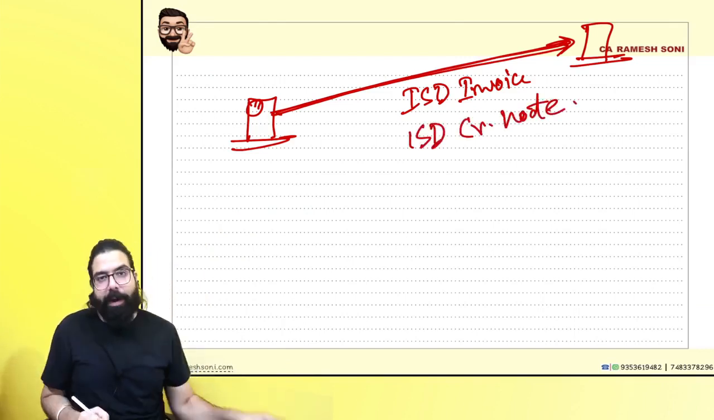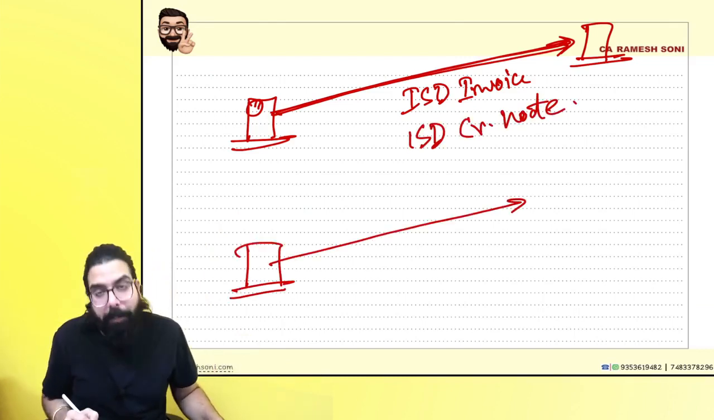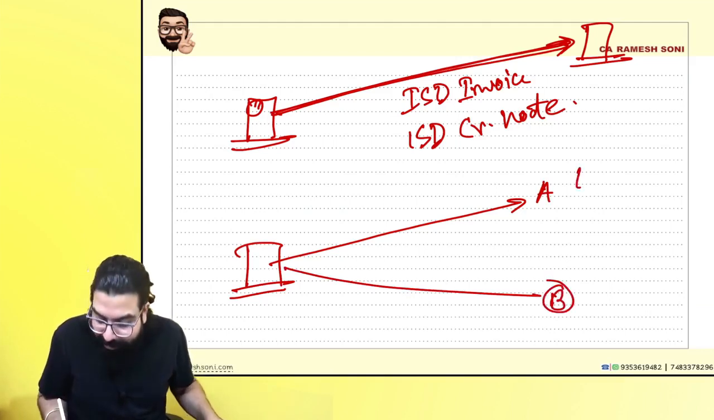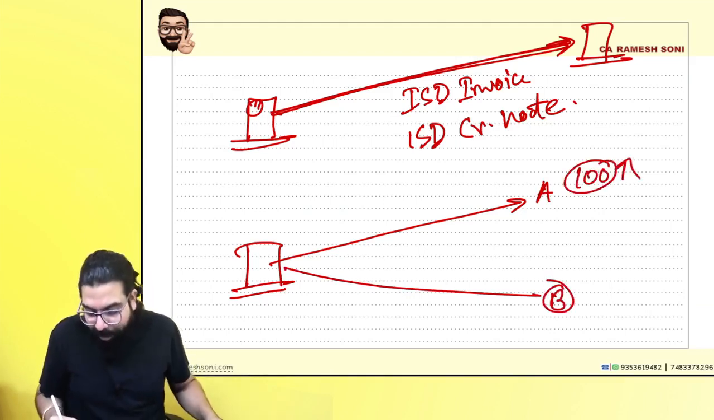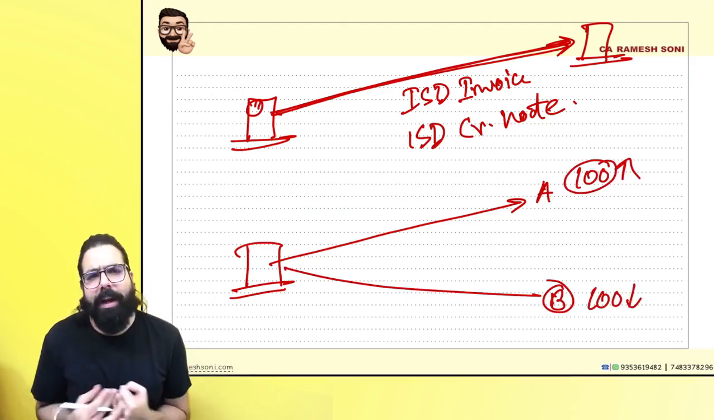Always remember this point. Supposing the head office distributed credit to branch A and branch B. Branch A was given 100 rupees extra, and branch B was given 100 rupees less. How will they correct this situation?